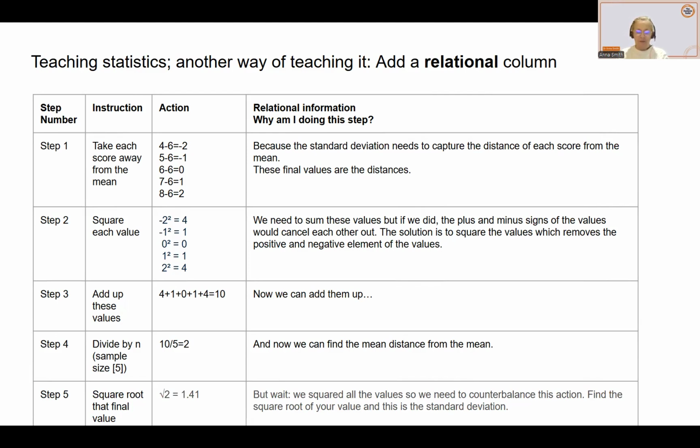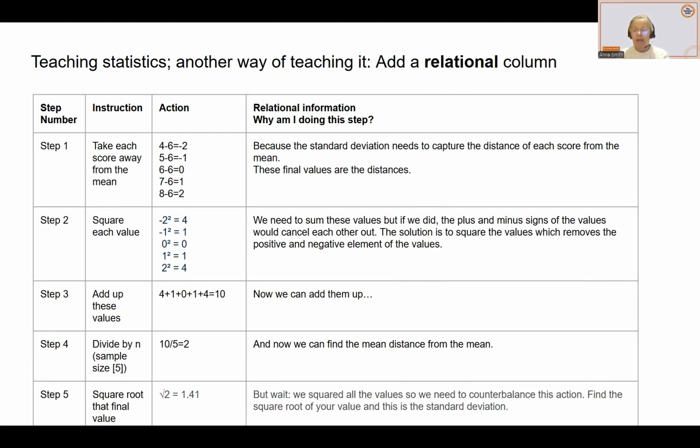Next step. Okay, we need to account for all of those distances, not just one of them. So we're going to have to add them up. And we're really going to want to find some kind of average there. So we're going to add them all up. We get 10. And then the average part of it is dividing by the sample size, which people probably know. That's how you get a mean. So 10 divided by 5 is 2.